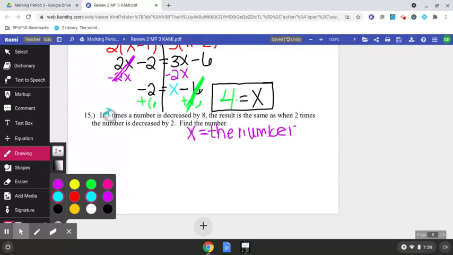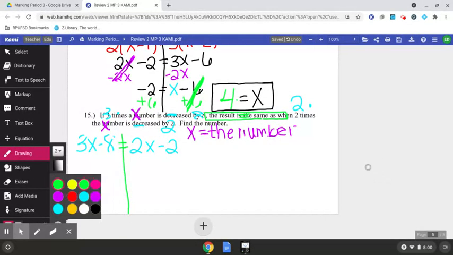So this says 3 times a number is decreased by 8. So if I just take that and rewrite it, it's going to read 3x minus 8. The result is the same as that entire thing, just means equals 2 times the number again, so there's my x, decreased by 2. So that would be 2x minus 2. So now you just have an equation that we can solve.